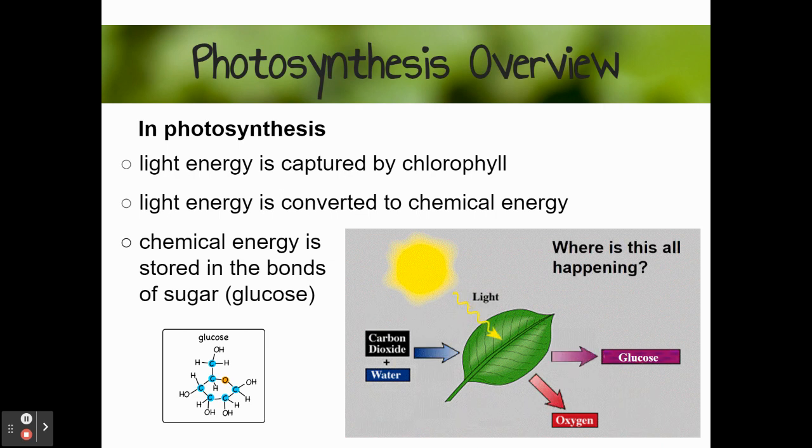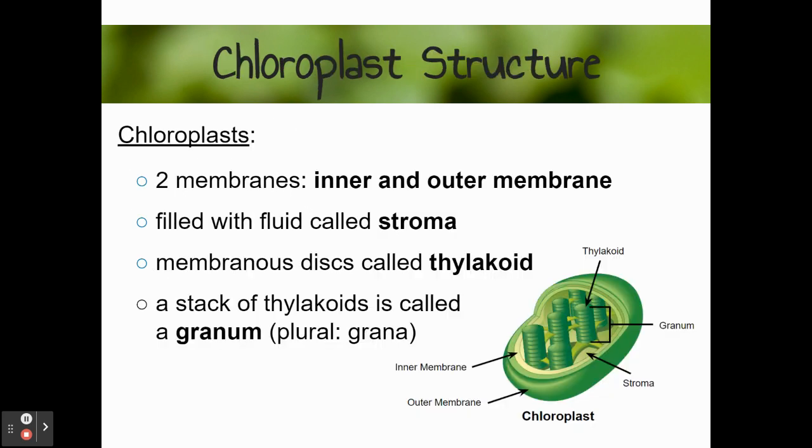And where is all of this happening? This is happening in the chloroplasts, which are in these plant cells. Chloroplasts have two membranes, an inner membrane and an outer membrane. They're filled with a fluid called stroma. They have membranous discs called thylakoids, and a stack of thylakoids is called a granum. You can think of a stack of coins. If you have one coin, that's a thylakoid, and if you have a stack of them, that would make a granum.